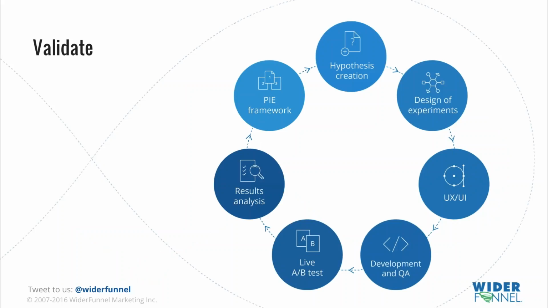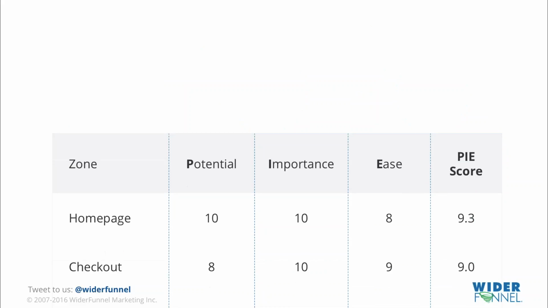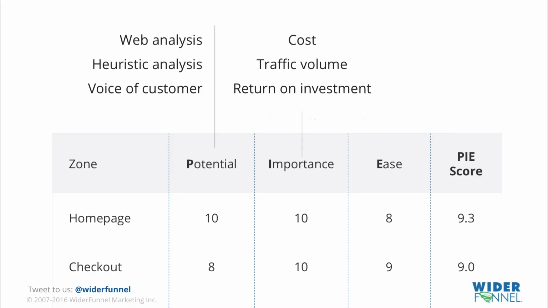We've really been focusing on validate and testing, of course, as you probably know. So it starts with what we call the PI framework. The PI is how we prioritize the opportunities so that the resources and effort are always being invested in the best areas at every point in time. So we'll prioritize all of the potential lift zones, we call them, based on the three factors: potential, importance, and ease.